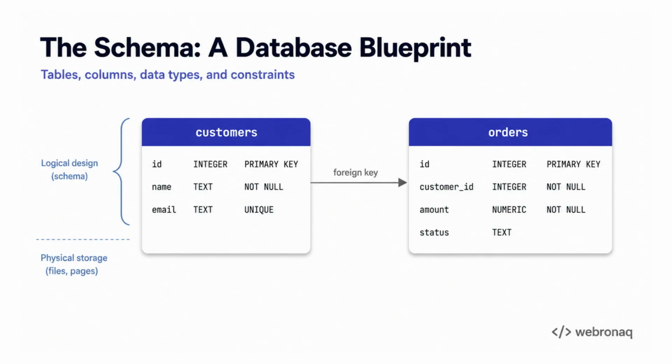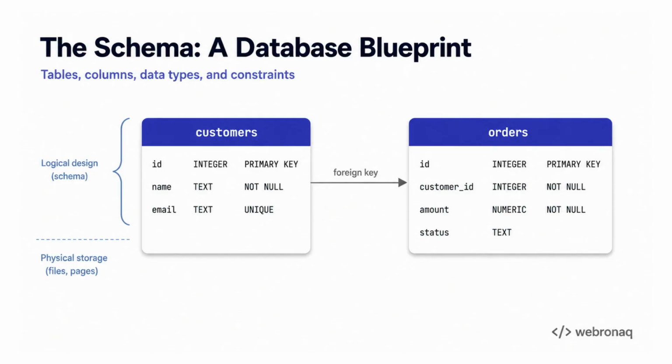Take a simple e-commerce example we will use throughout this video. We have a customers table with columns for ID, name, and email. We have an orders table with ID, customer_ID, amount, and status. The customer_ID column is a foreign key, linking each order back to a customer. That relationship is part of the schema.